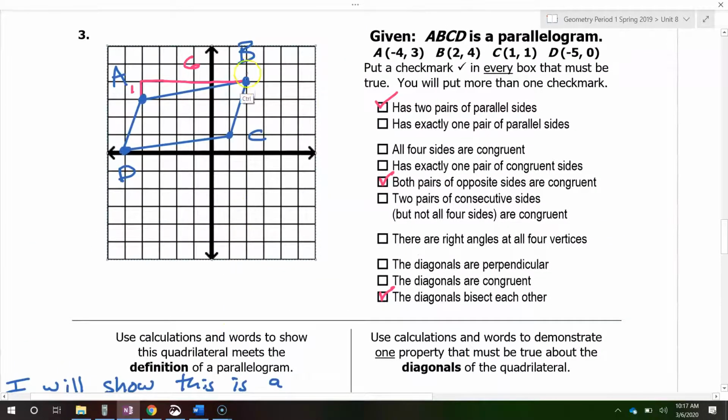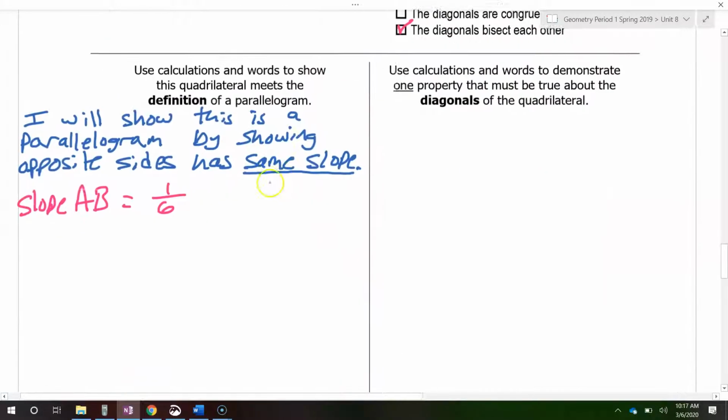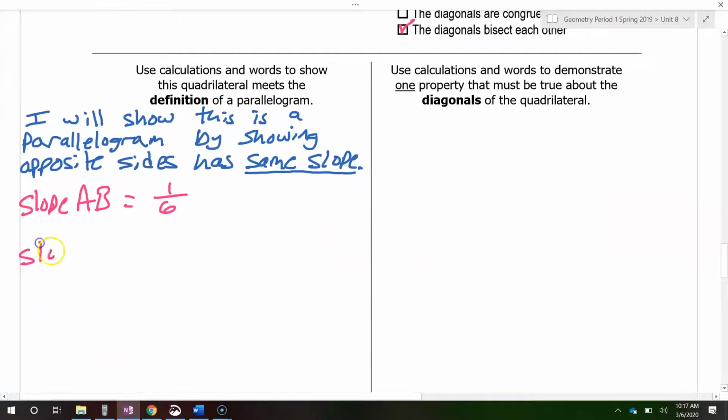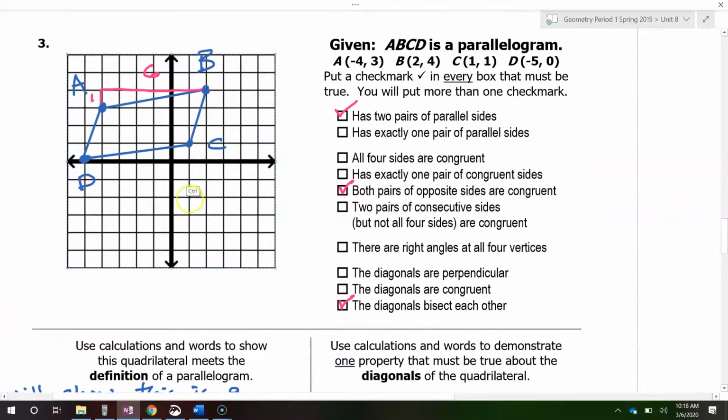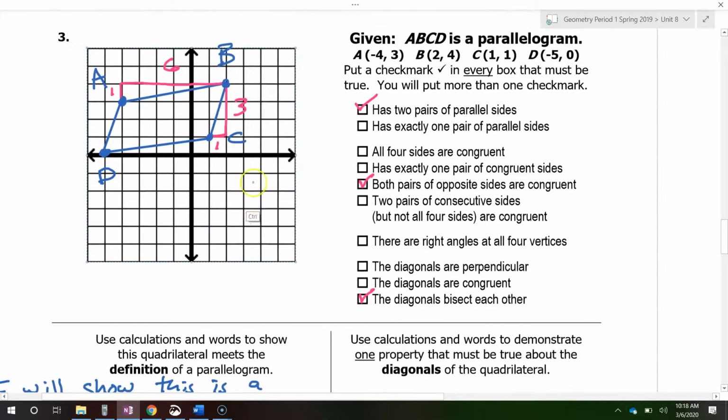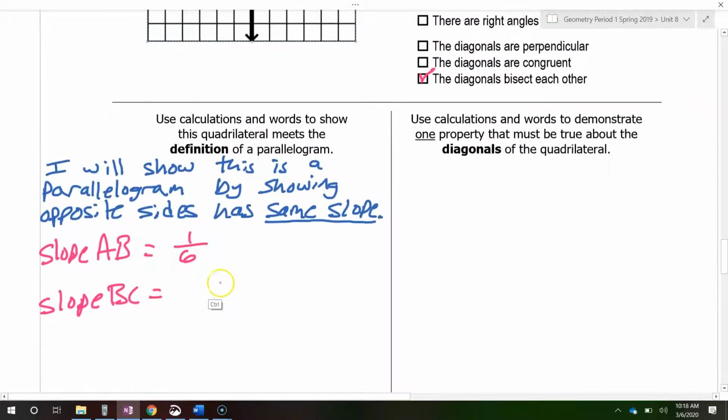Next, let's do slope BC. Here's the run and here's the rise of BC. Is this positive or negative? This is positive also. So the rise is 3 and the run is 1. So 3 over 1 is just 3. So this slope is a positive 3.